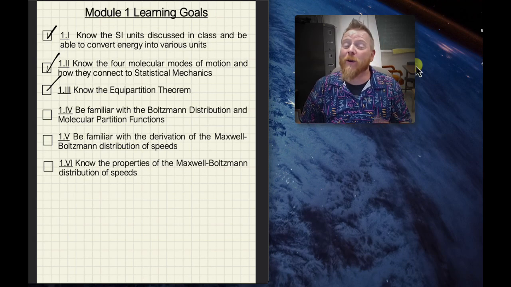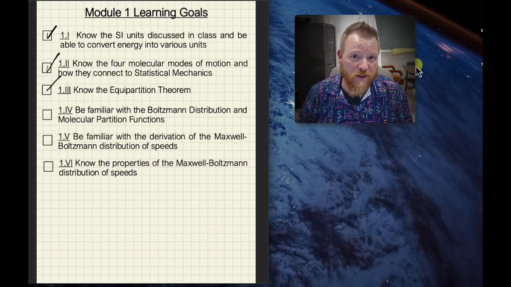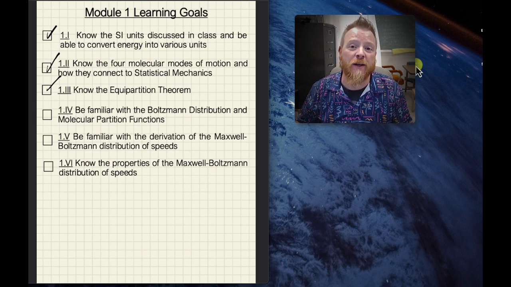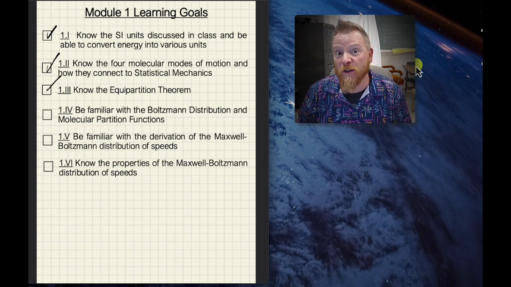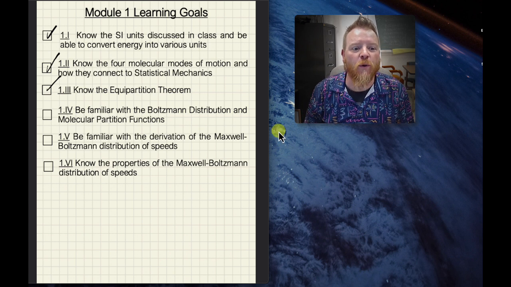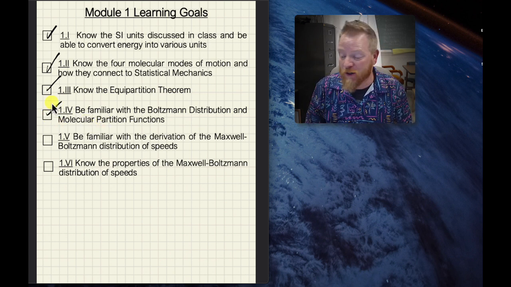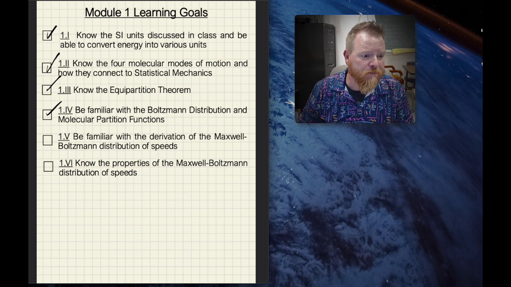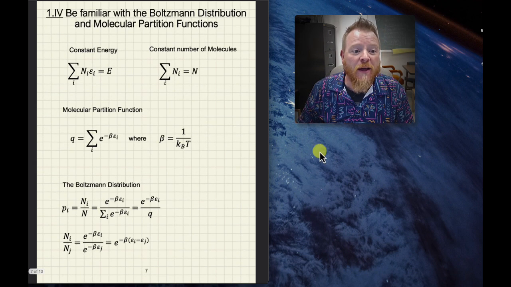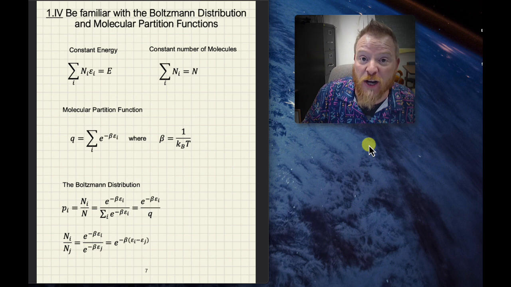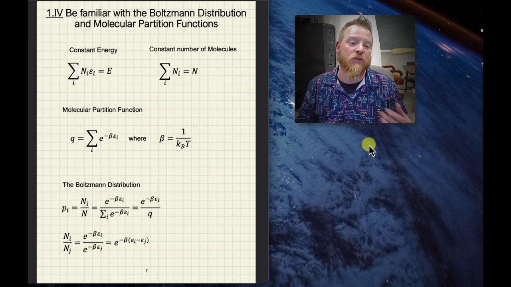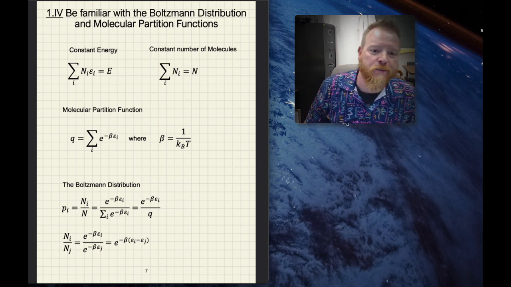Okay, folks, we're going to get just a little bit more complicated with some math here. We're also going to unpack this more in our live lecture. So 1.4, be familiar with the Boltzmann distribution and molecular partition functions. Again, this is only an introduction to the subject. We could make a whole semester's course out of this material if we wanted to.